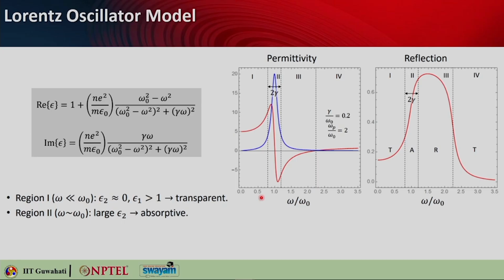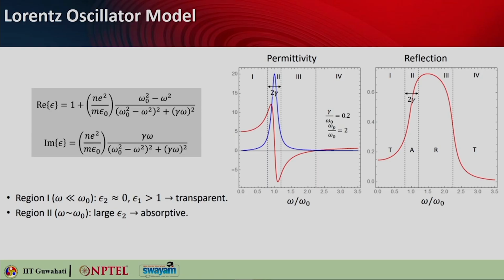In that region, look at the blue curve, it is almost 0, that means the imaginary part is almost 0. And what you see is epsilon 1, that is the real part. This is called epsilon 1 and this is epsilon 2 in this particular plot. You can see epsilon 1 is greater than 1, so it is behaving like a transparent material. Here also you can see in the reflection transmission regime that this region is basically a transmissive region.